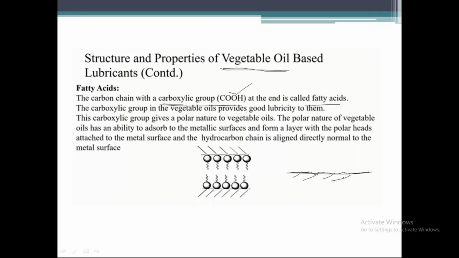Even if surfaces come in contact and a rubbing action is there, this will reduce the friction. So this will be better. If you drag one surface over the other, you will have lower friction. Suppose you put a mineral oil, that may not give that much lubricity. Why? Because vegetable oil has this carboxylic group present in its chain.